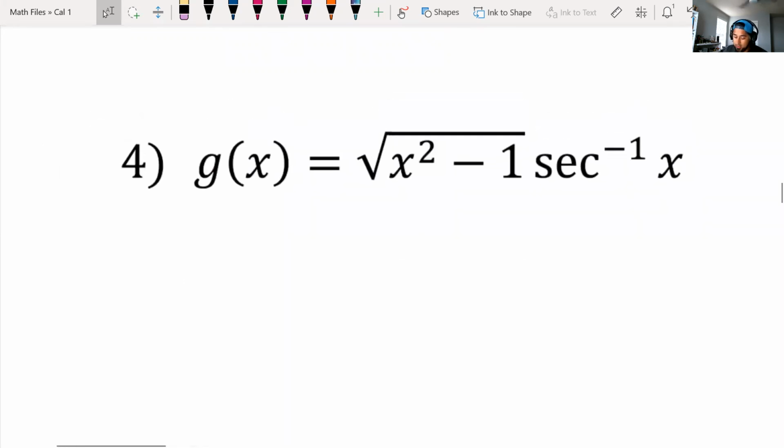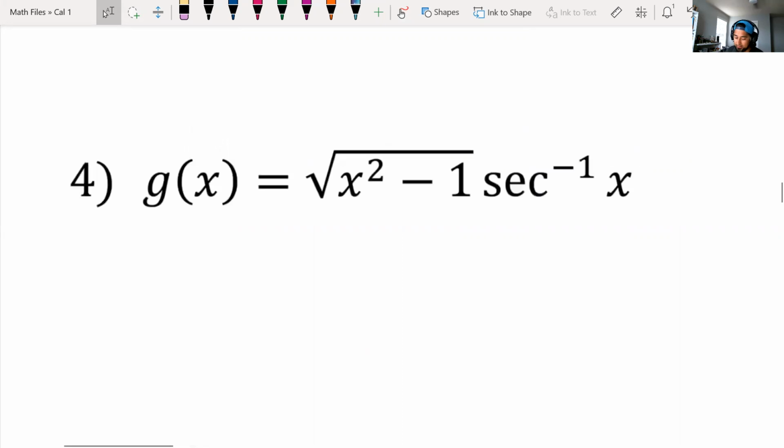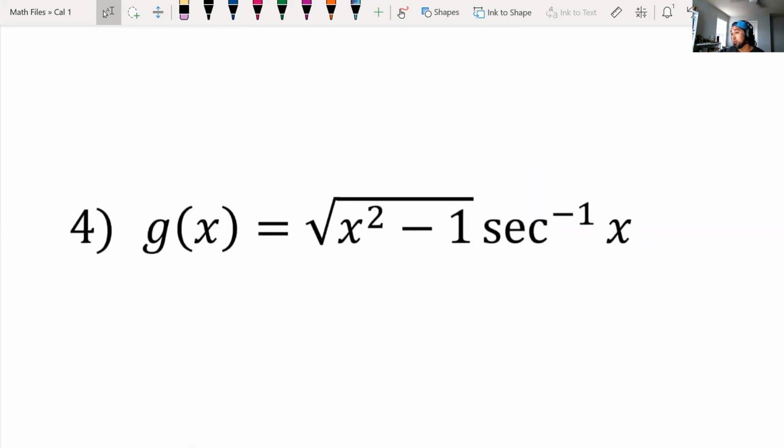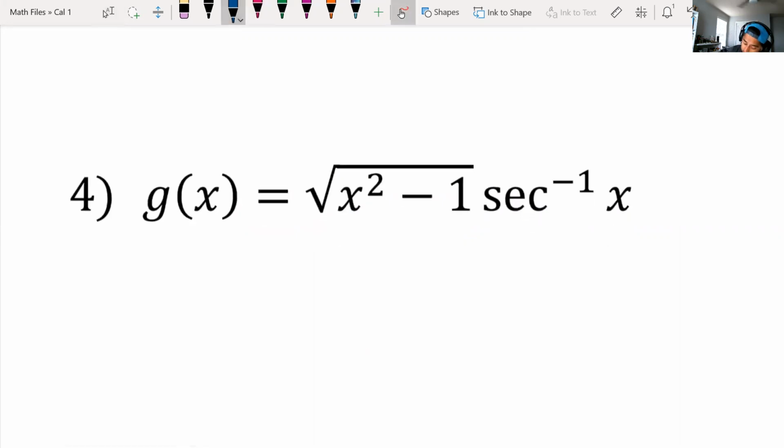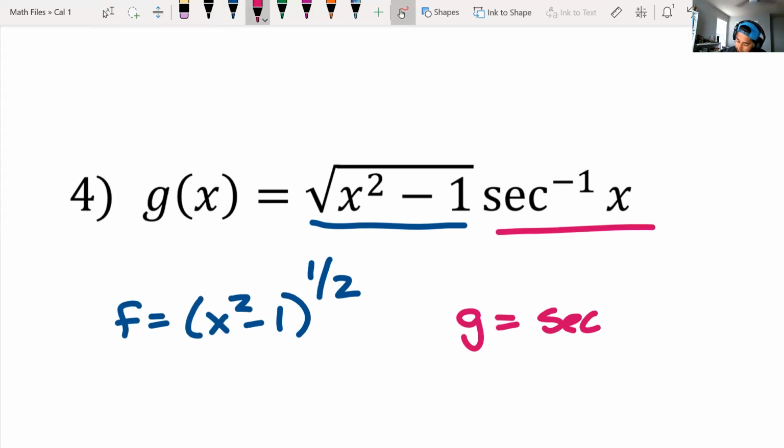Another ugly one. All right, g of x equals the square root of x squared minus 1 times the inverse secant of x. So again, this is going to be a product rule, with definitely a chain. So here's going to be f, x squared minus 1 to the 1/2. And then here's g, the inverse secant of x.